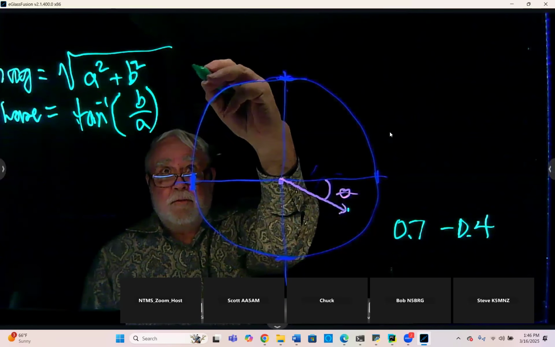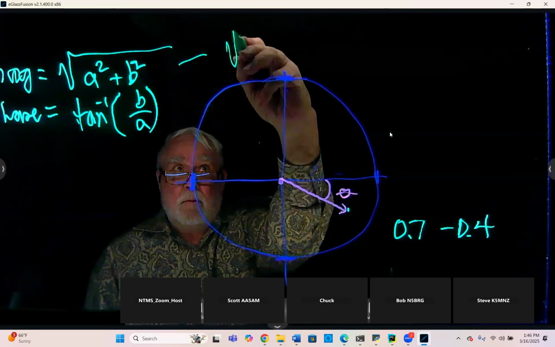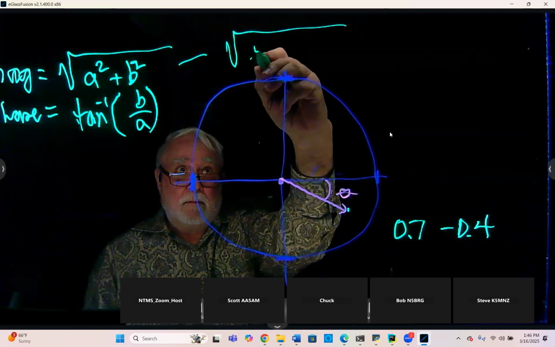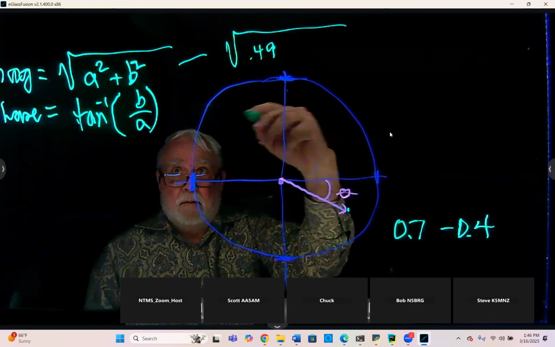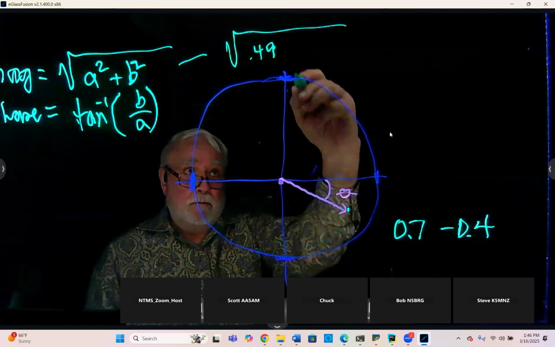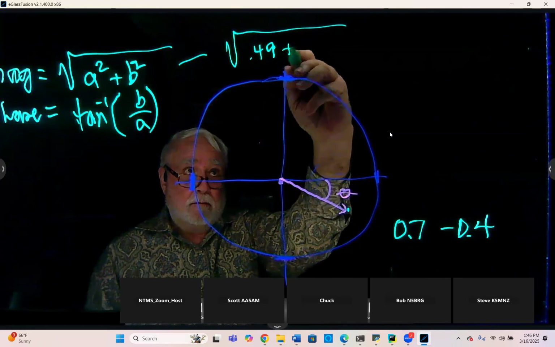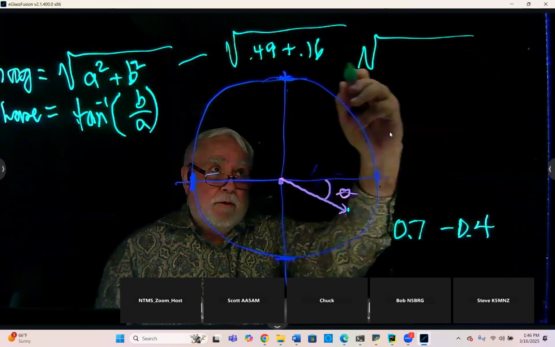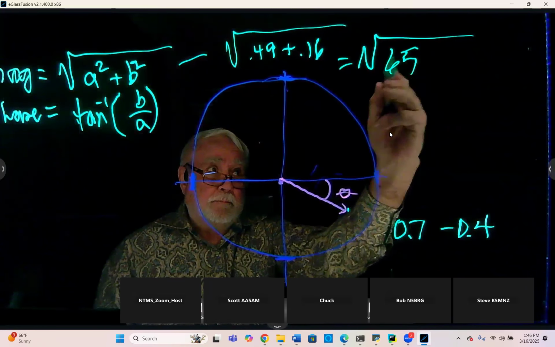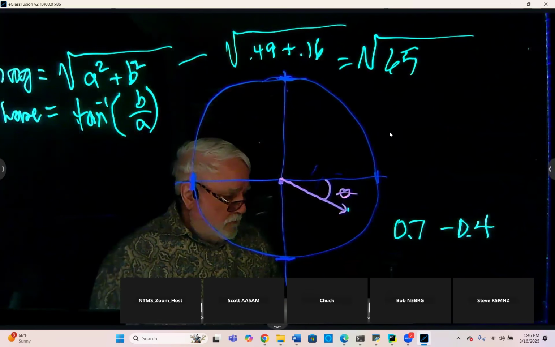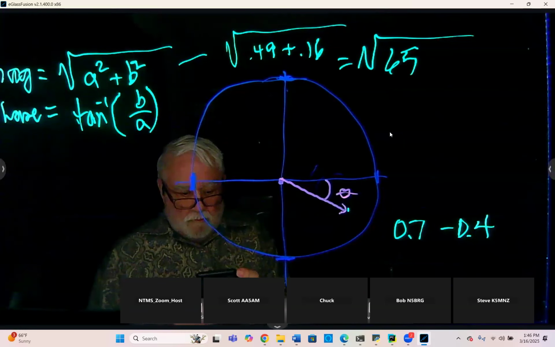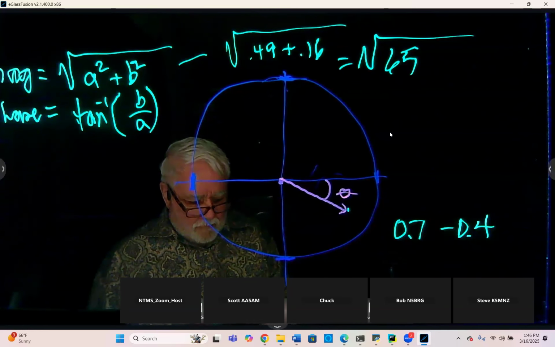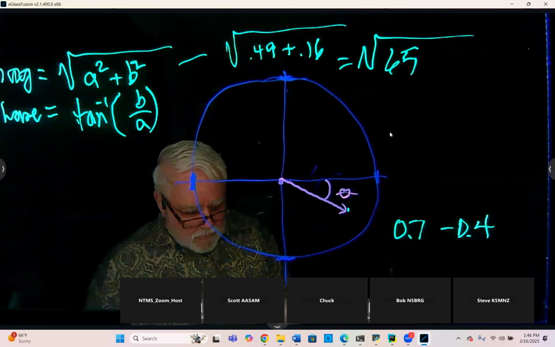So if we carry this one, we'll have the square root of what? A squared is 0.7 squared, and that's 0.49. And B squared, minus 0.4 squared, is positive 0.16. Right? You almost do this in your head, which equals the square root of 0.65. Trying to get my other camera to work so that I could show you this on my phone, but of course that's not too hard to find, and you would just take 0.65 and get the square root of it.